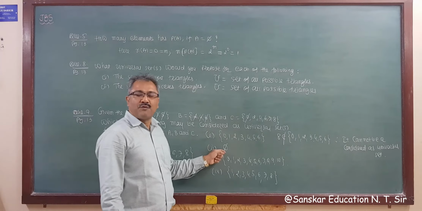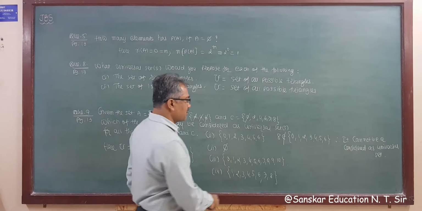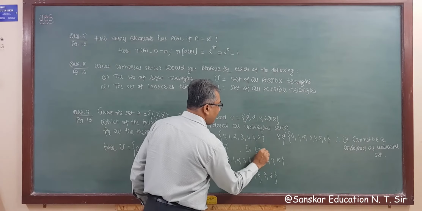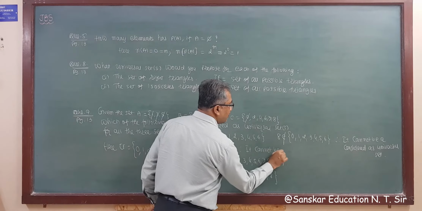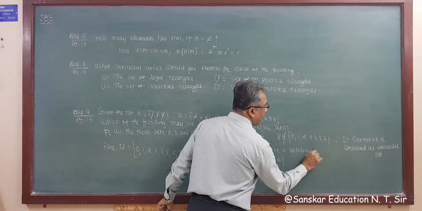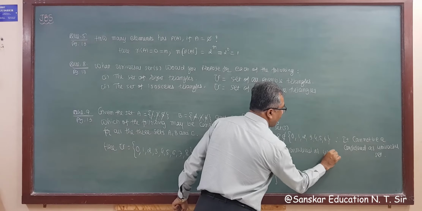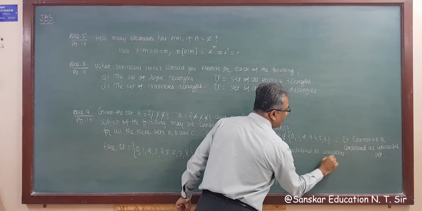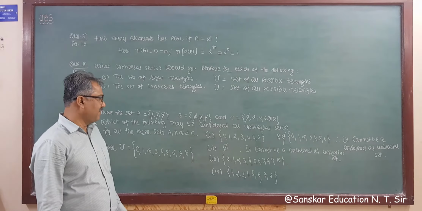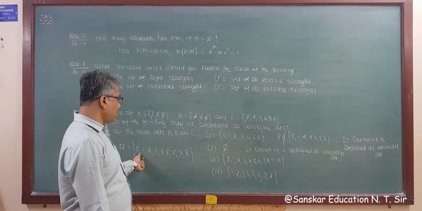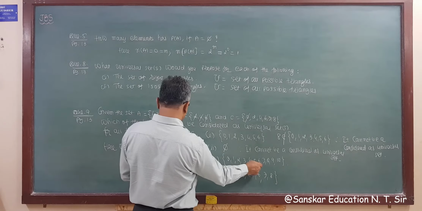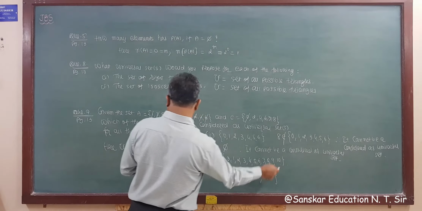Now 5 is never a universal set. So same answer, it cannot be considered as a universal set. Right? Now here, see 0, 1, 2, 3, 4, 5, 6, 7, 8, 9, 10.